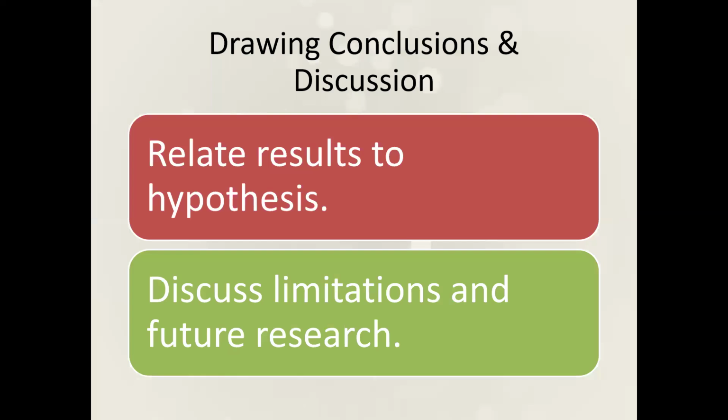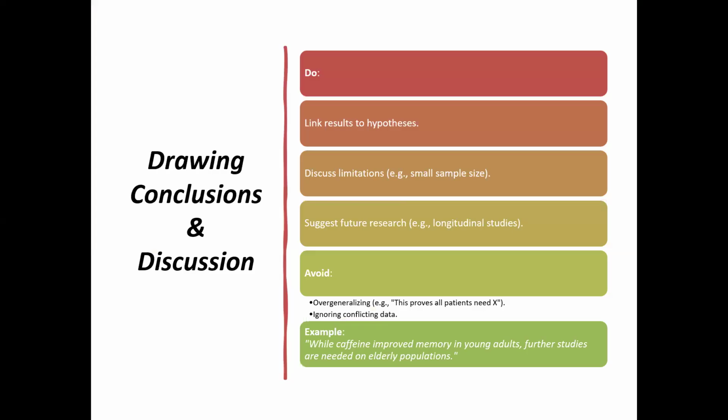Now let's come to drawing conclusions and discussion. You have to relate results to your hypotheses, and discuss the limitations and the future research which can be done in that field. When writing a conclusion and discussion, you have to link results to the hypotheses, discuss the limitations, for example small sample size or any other limitation, and then suggest future research.